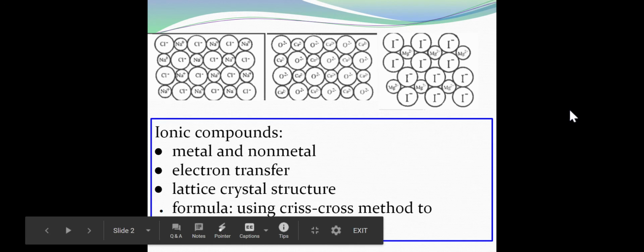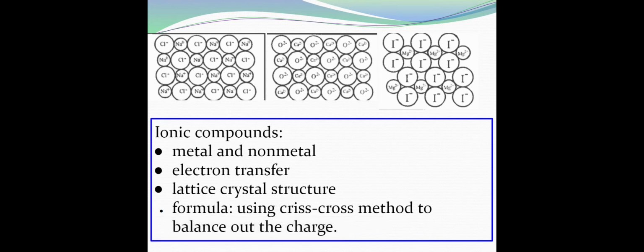Okay, when we write the formula, we use the crisscross method to balance out the charge, meaning the total positive needs to equal the total negative. Okay, that's for ionic compounds.